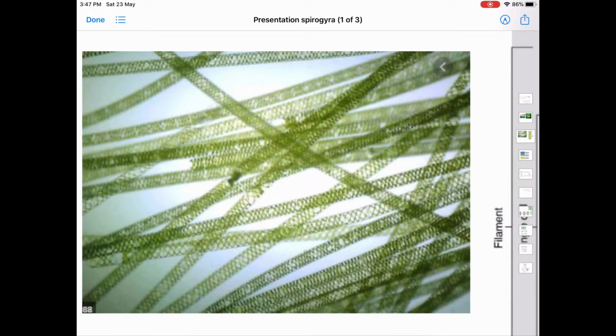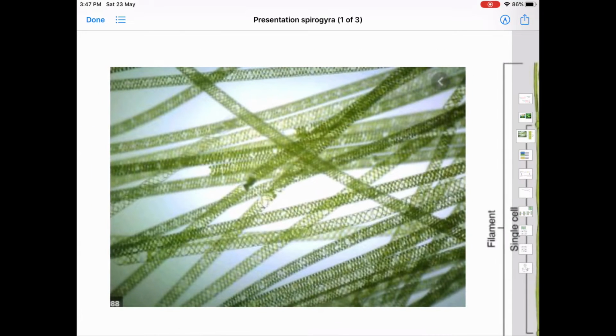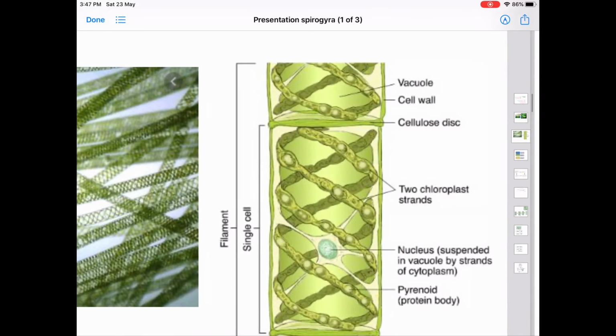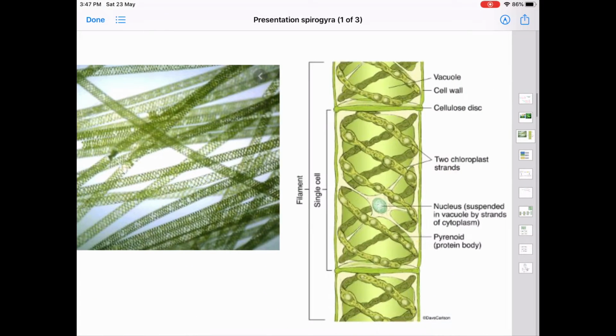It is having unbranched filamentous structure, and the filaments are multicellular, and each cell carries a single nucleus. The filament is very slimy due to the presence of mucilaginous sheath. The unbranched filament of the Spirogyra consists of a number of elongated or rectangular cylindrical cells of similar type joined end to end.